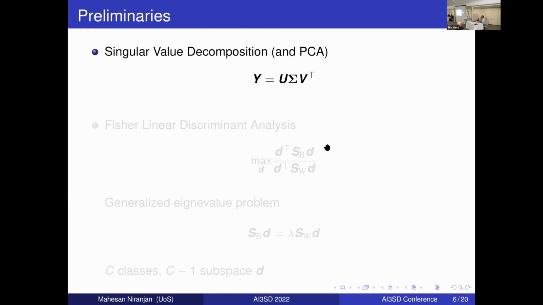So just to go through what's going on here, that's singular value decomposition. All of you know this. This is in the first lecture of Foundations of Machine Learning we teach. So you take a data matrix, you factorize it into orthogonal matrices and the singular values that carry the weights of them. Going back to Fisher, there is linear discriminant analysis.